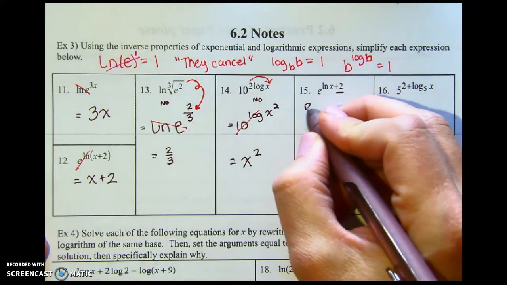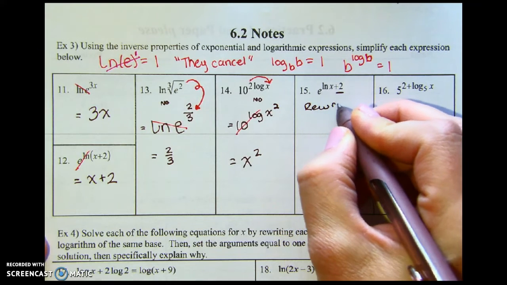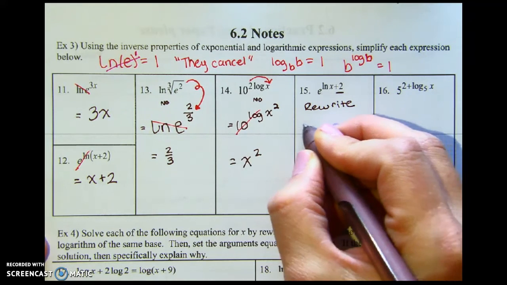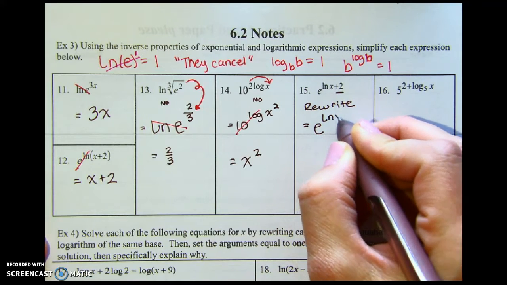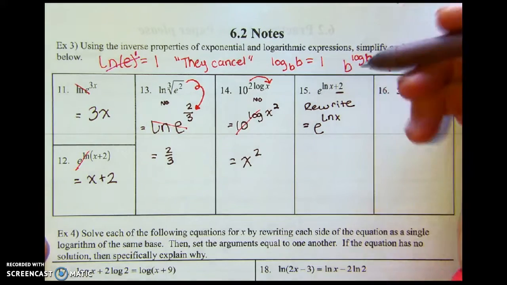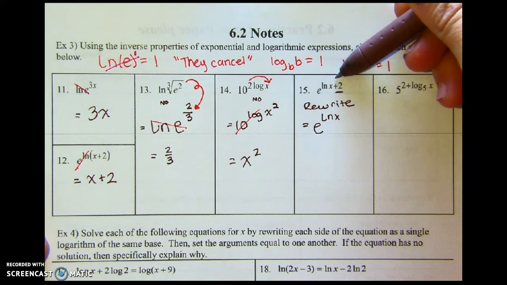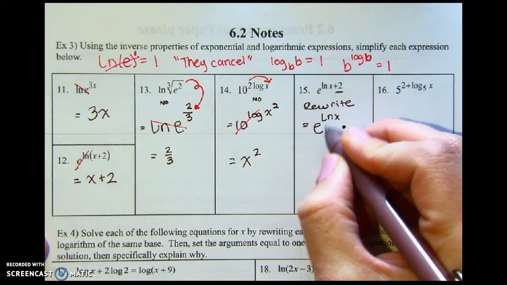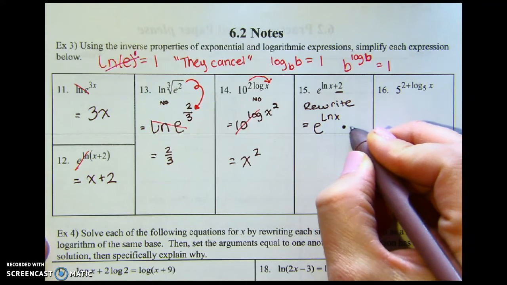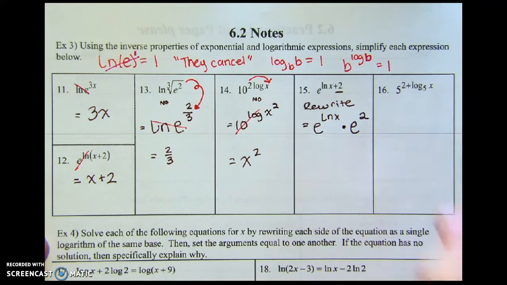But what we're going to do is rewrite using something that we know: if you multiply the same base, you can add the exponents. So do you see how the exponents are being added right now? So if the exponents are being added, we could actually rewrite this as e to the ln of x times e squared.